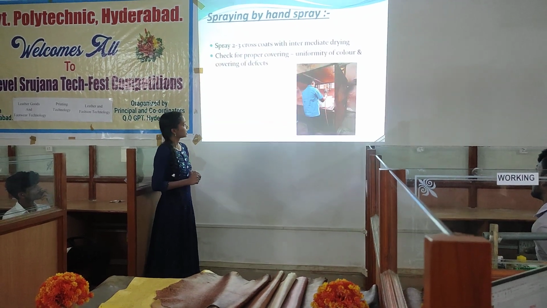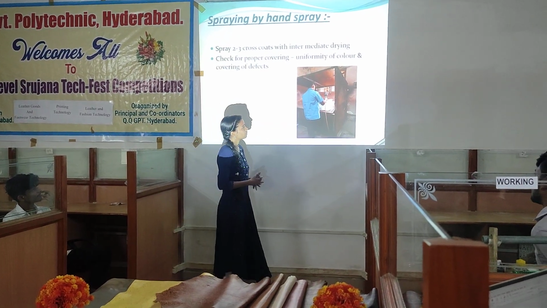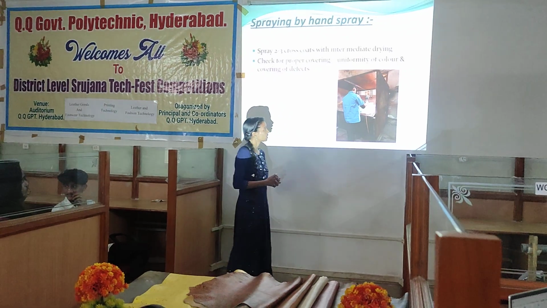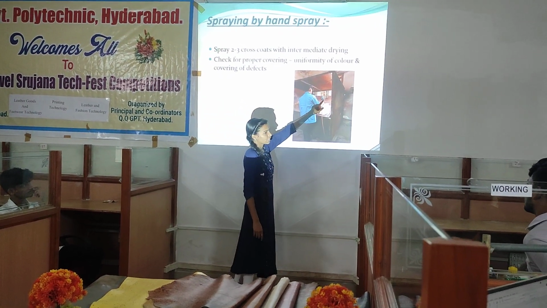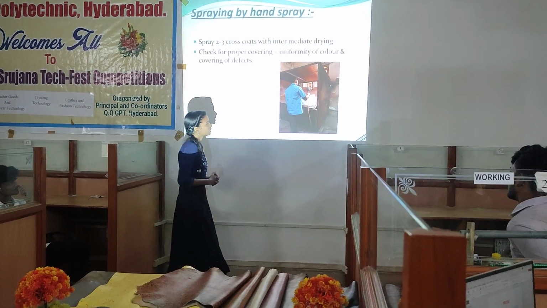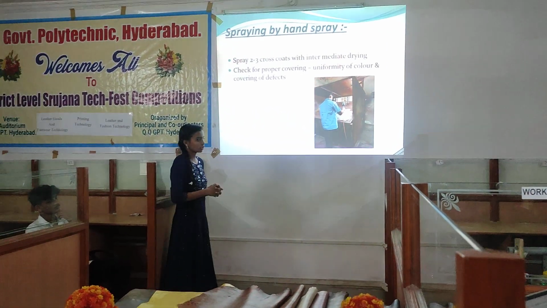Spraying by hand. This is the spraying machine. We have to spray the color on the leather with this machine. This bottle contains some dye, liquid color. With this we should spray some cross coats on the leather.